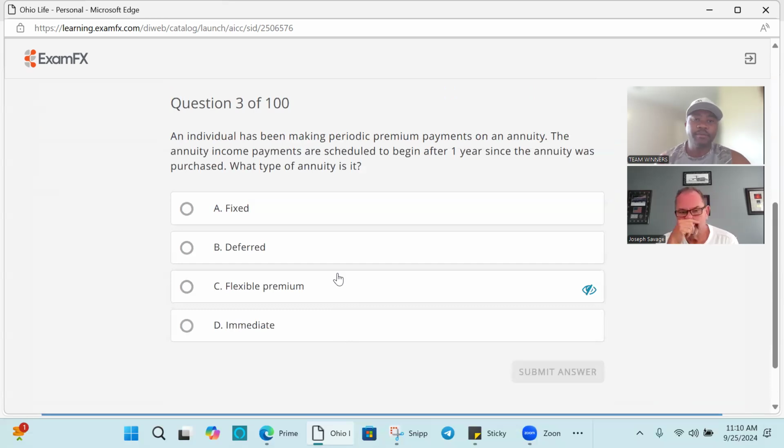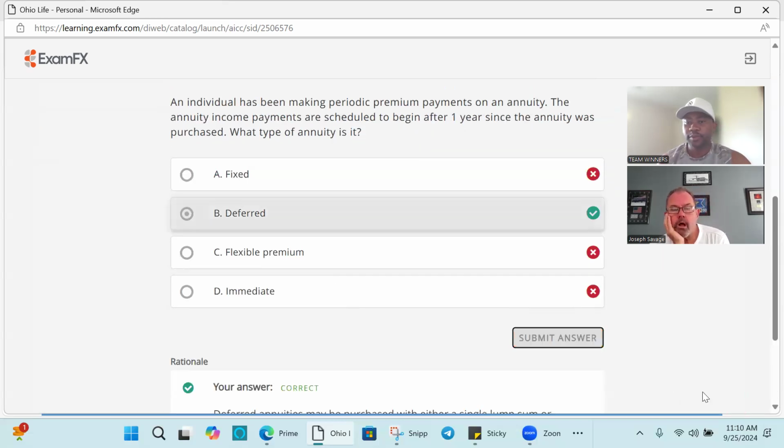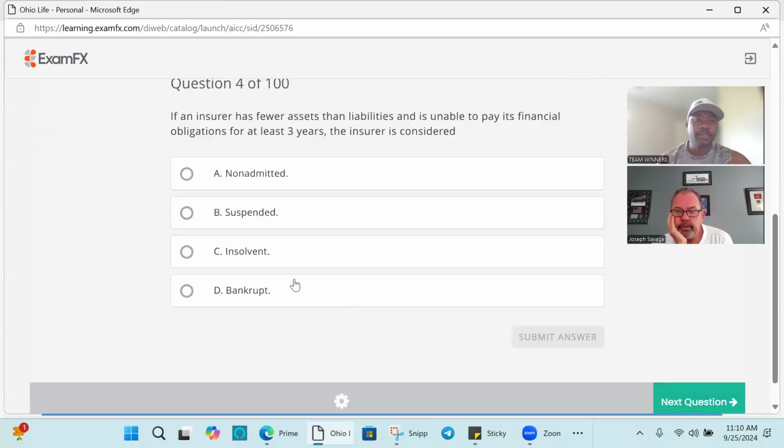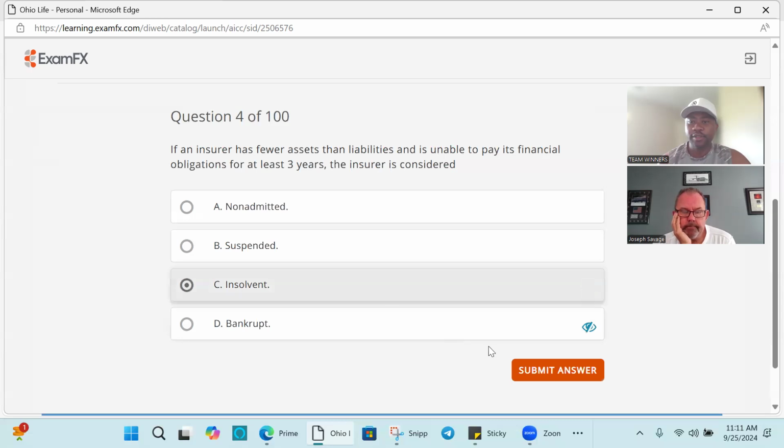An individual has been making periodic premium payments on an annuity. The annuity income payments are scheduled to begin later, so that's deferred. If an insurer has fewer assets than liabilities and is unable to pay its financial obligations for at least 3 years, the insurer is considered insolvent.